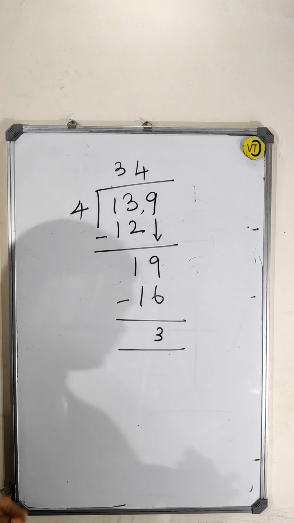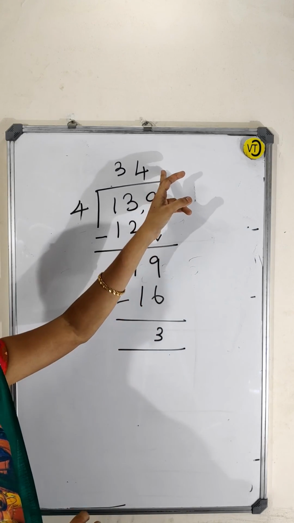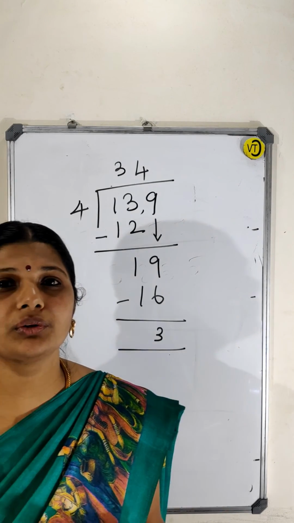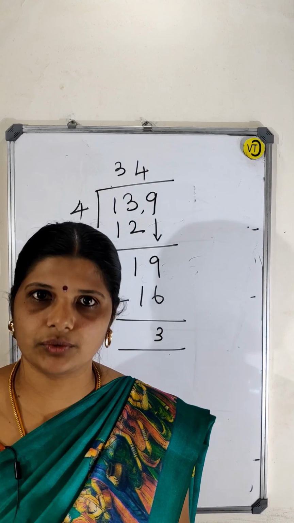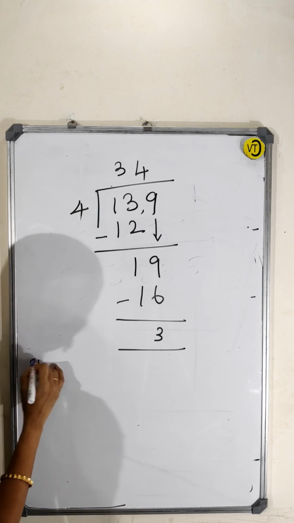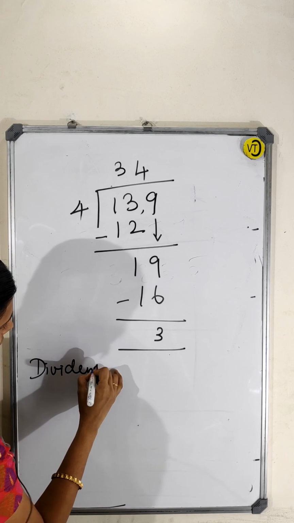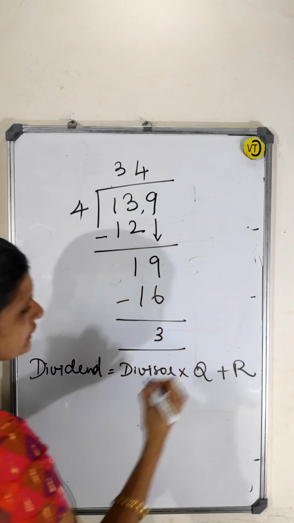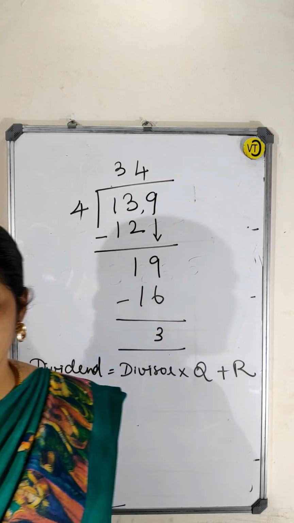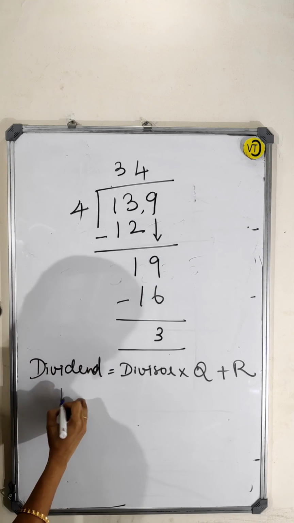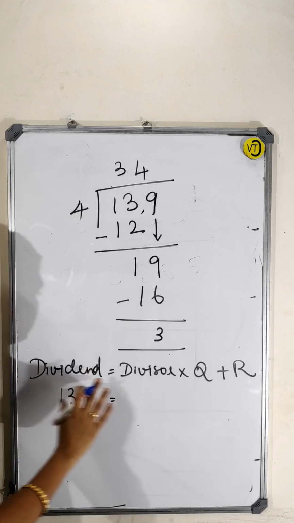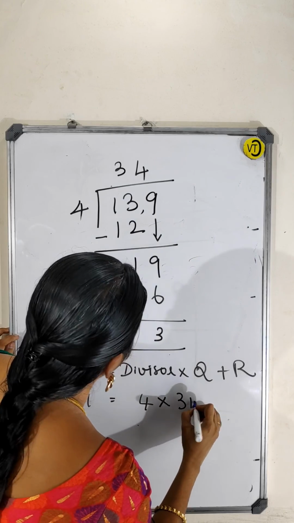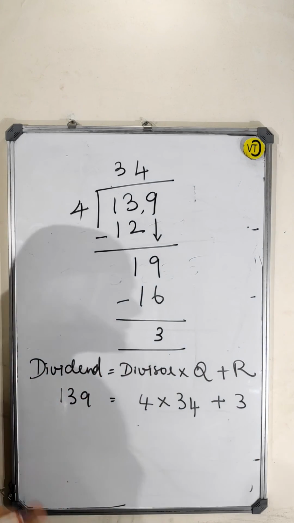Okay. Now I am telling you one magic. 34 is right or not? How can you check it? Okay. So ma'am, I have done the sum but I don't know the correct answer is right or not. Okay, wait. What you have to do, you know? Dividend is equal to divisor into quotient plus remainder. Check it. This dividend is what now? 139. Keep it aside, guys. Divisor is what? 4. Quotient is what? 34 plus 3.